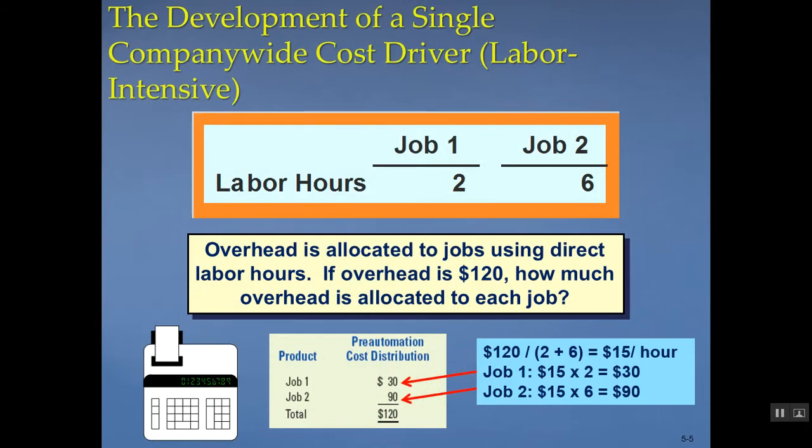So here we're looking at two different jobs. Using the traditional concept of a predetermined overhead rate, which we talked about in Chapter 4, using direct labor hours as the cost driver, let's look at how we would assign $120 of overhead to these two jobs. Our total overhead is $120. The total labor hours are 8, 2 plus 6. That gives us $15 per hour, times 2 hours for job 1 is $30, times 6 hours for job 2 gives us $90.